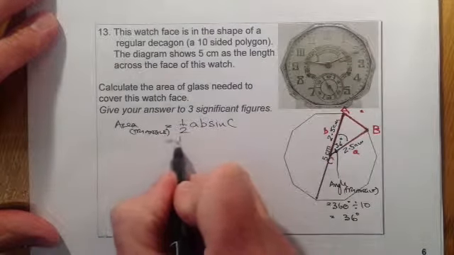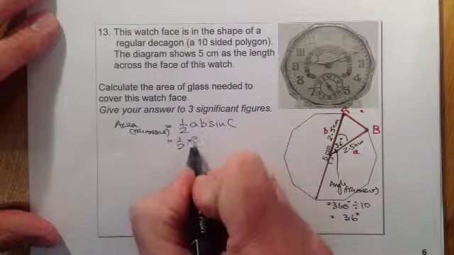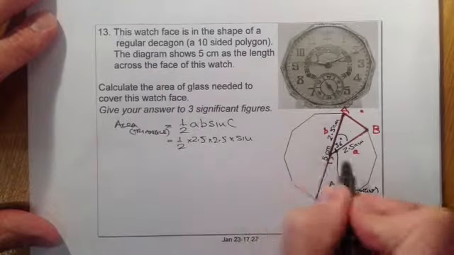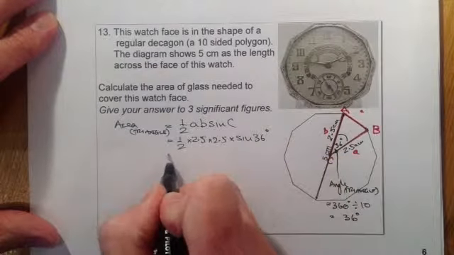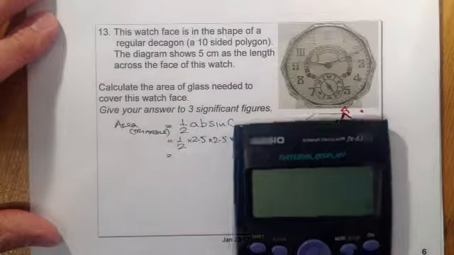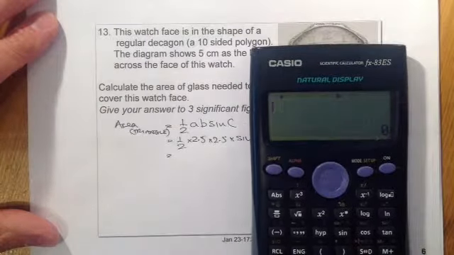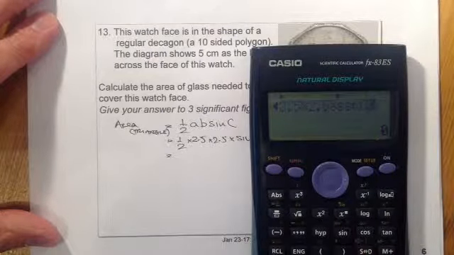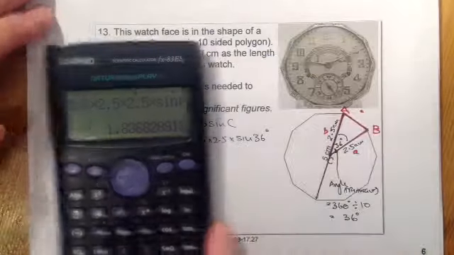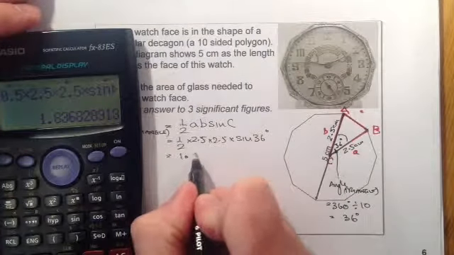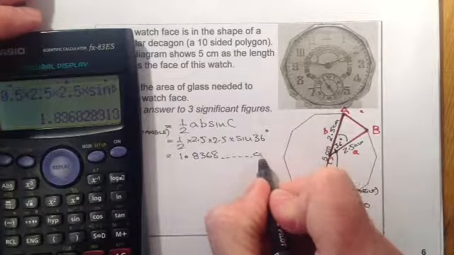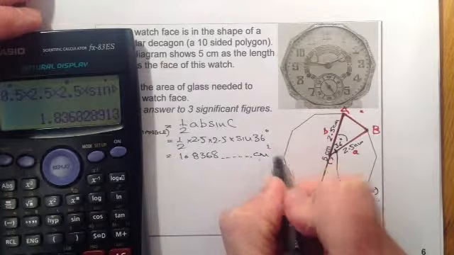Substitute our values in, okay? So a half times 2.5 times 2.5 for B times sine of the angle 36 degrees. That should give us straight into the calculator. So what we'll get for that is, let's go for 0.5 times 2.5 times 2.5 times sine of 36 degrees, and that should give us 1.8368, and that's going to be in centimetres squared.